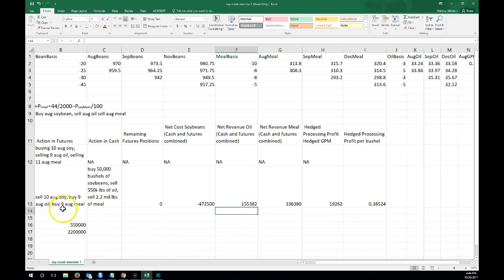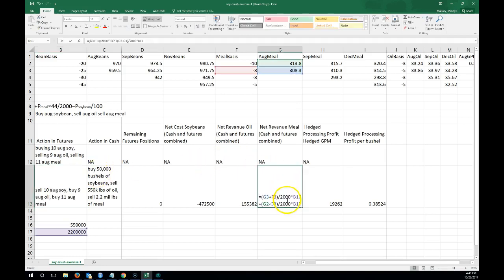Although I was also glancing over here, and I noticed we have a mistake here too. Here it's correct. Where we're buying, it should be buying 10 soybeans, selling 9 oil, selling 11 meal, and this should mirror it here. So my apologies for that too. It should be buy 9 oil and buy 11 meal. And that's reflected over here when we do our meal column. We've got the 11 built into this number. Sorry, that's 11 contracts times 200,000 pounds per contract.